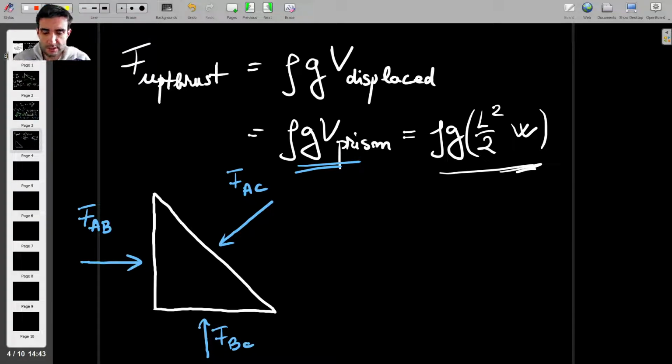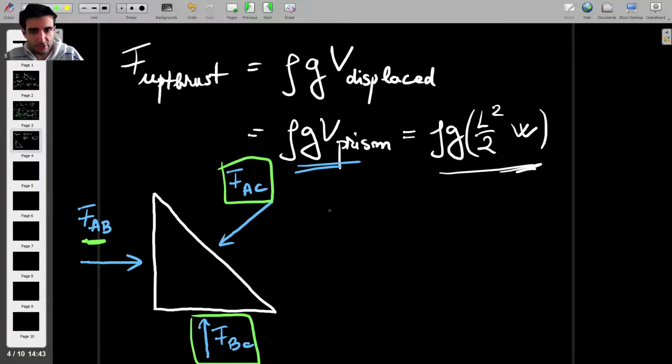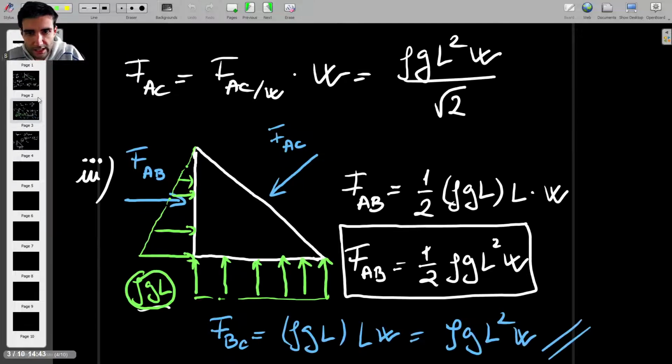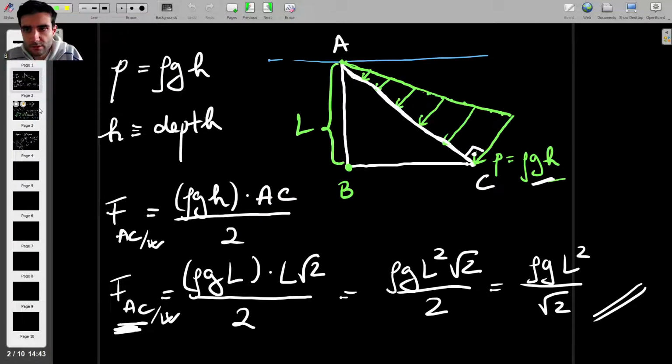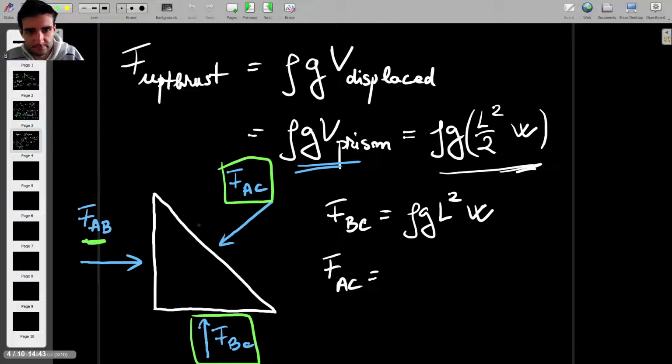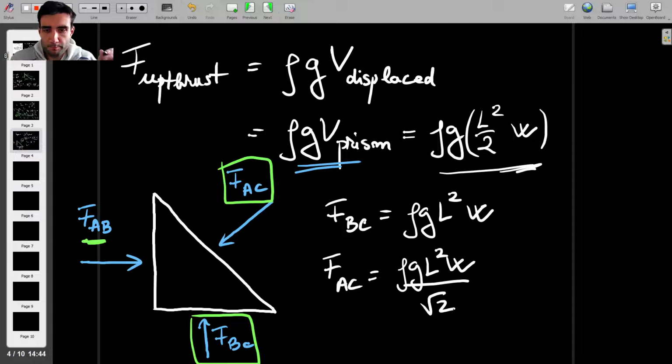Right, now we're interested in the upthrust, which means that the only two forces which contribute to the upthrust are FBC and FAC. Why? Because they're the only forces that have a vertical component. FAB is purely horizontal, so it doesn't actually have a vertical component. So FBC and FAC are the only forces we're going to look at. FBC from earlier, we got as rho g L squared W, and FAC, we did that in the first part of the question, which was rho g L squared W over square root of 2. But we're not interested in the entire FAC force. We just care about the vertical component.